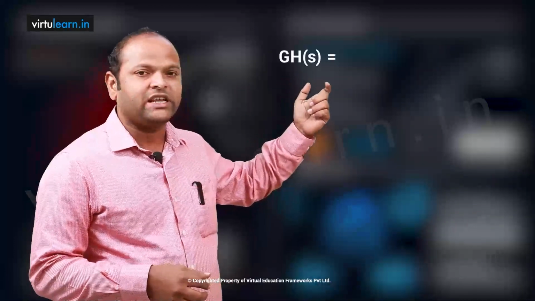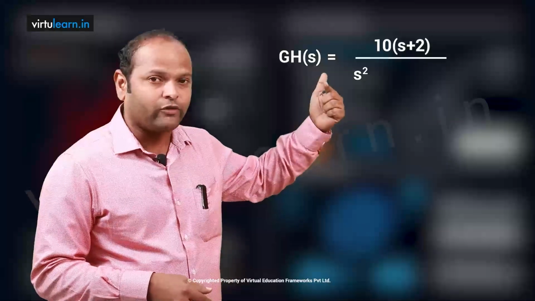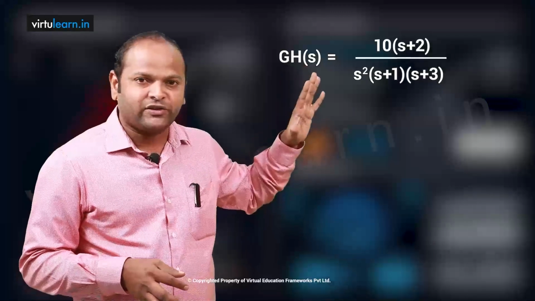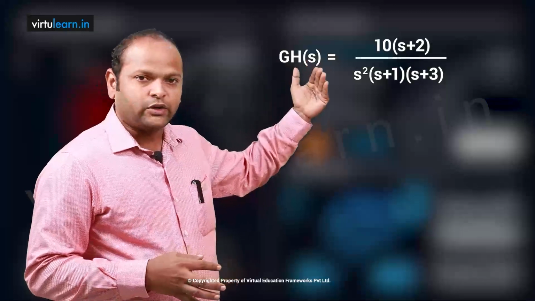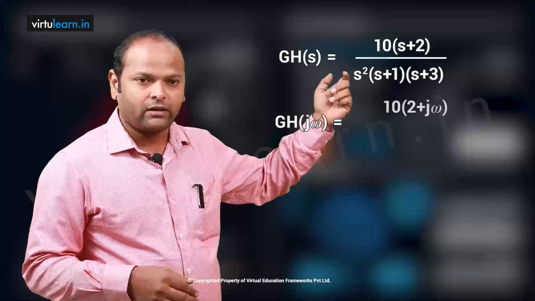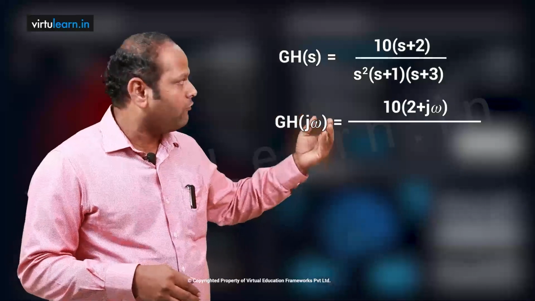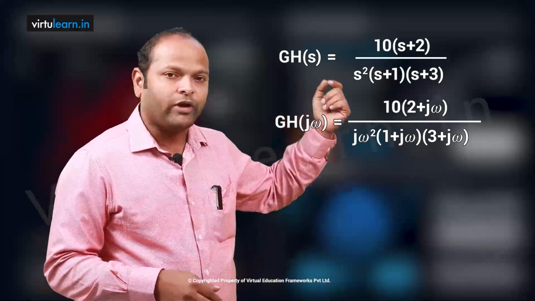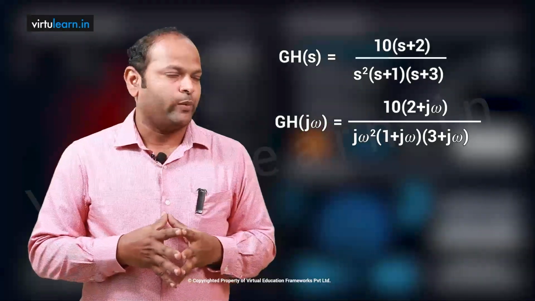So GH of s is equal to 10 into (s plus 2) divided by s square into (s plus 1) into (s plus 3). For this transfer function, we will see how to draw the polar plot. We can write the magnitude and phase angle from GH of j omega. GH of j omega is 10, in the numerator we have s plus 2, so 2 plus j omega, divided by the s square term, therefore (j omega) whole square, then 1 plus j omega, and 3 plus j omega.